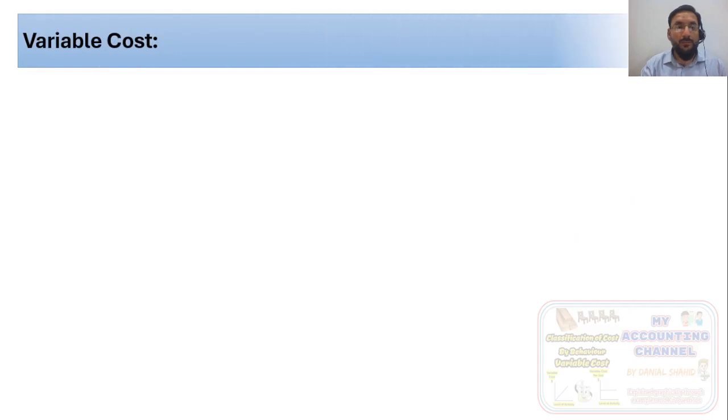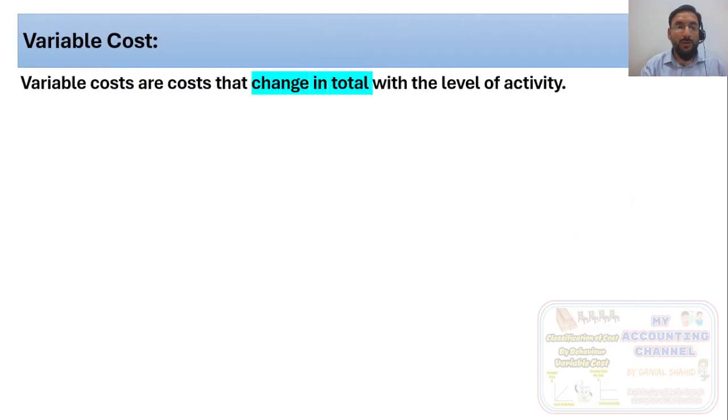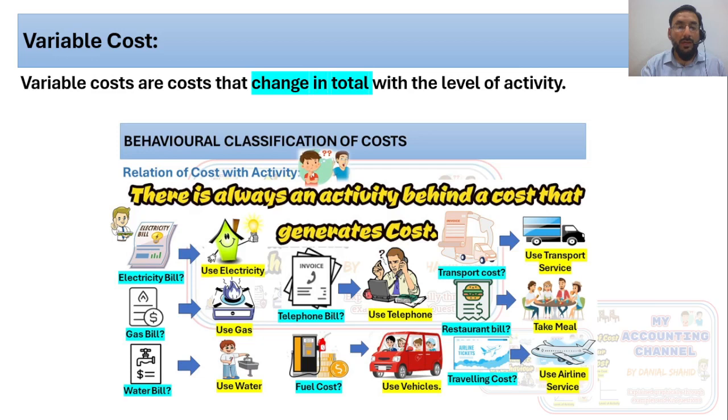Let's start from variable cost. Variable costs are costs that change in total with level of activity. Now have a look at this slide. It's from my last video on behavioral classification of cost. There is always an activity behind a cost that generates cost.